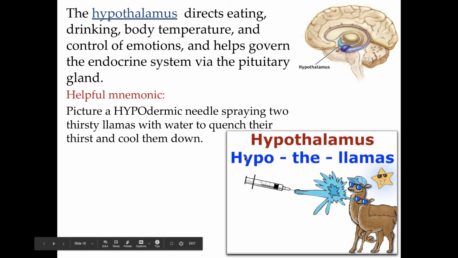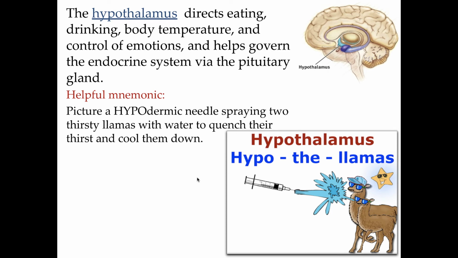So, hypothalamus. If I was squirting water on this llama, it might help me remember that the hypothalamus is responsible for directing our eating behavior, our drinking behavior. It helps us maintain our body temperature. So if I'm squirting the water on these llamas to cool them down, one of the things that the hypothalamus is responsible for is our ability to regulate our body temperature, control our emotions. The hypothalamus is the direct link between the nervous system and the endocrine system.